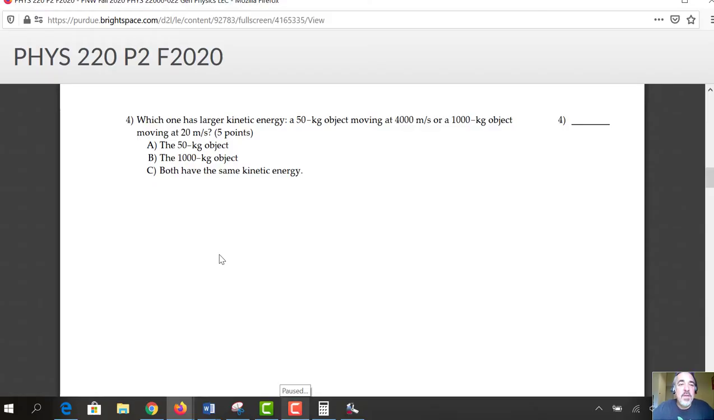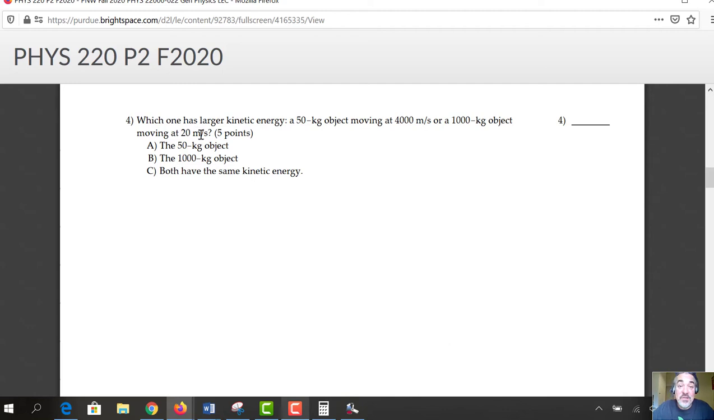Okay, number 4. Which one has a larger kinetic energy? A 50 kilogram object moving at 4,000 meters per second, or a 1,000 kilogram object moving at 20 meters per second. Well, a quick analysis of the numbers shows that it has the same momentum, right? Momentum is mass times velocity. So 50 times 4,000 is the same thing as 1,000 times 20. That doesn't mean they have the same kinetic energy, though.